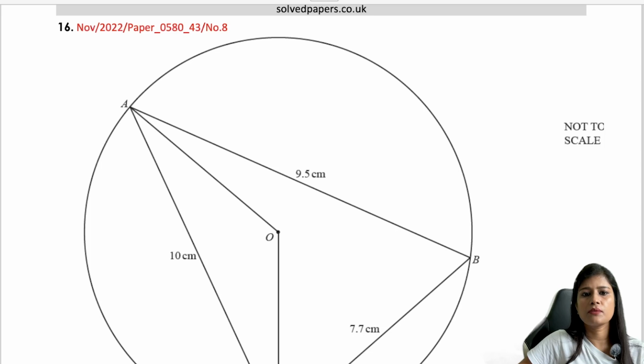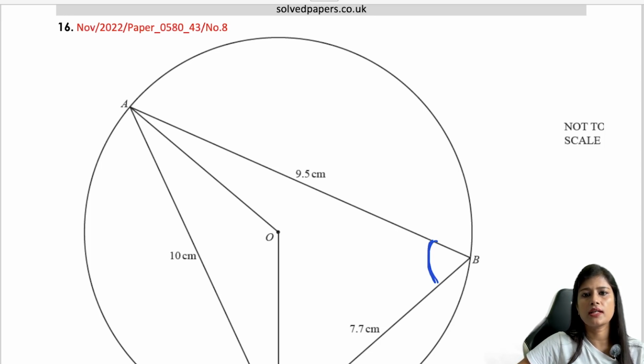Next question of this paper: ABC are the points on a circle center O. D is the tangent to the circle at C, and we have given AB, BC and CA. AC, AB and BC. Show that ABC, means this angle we need to find out, show that ABC is 70.2 degrees.